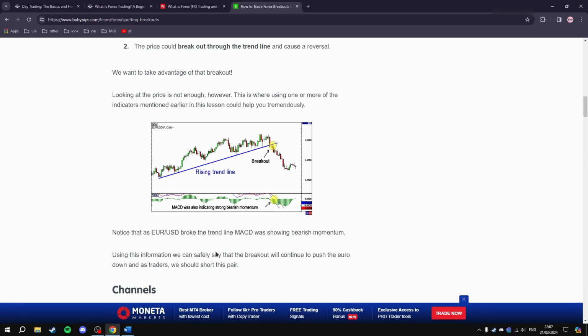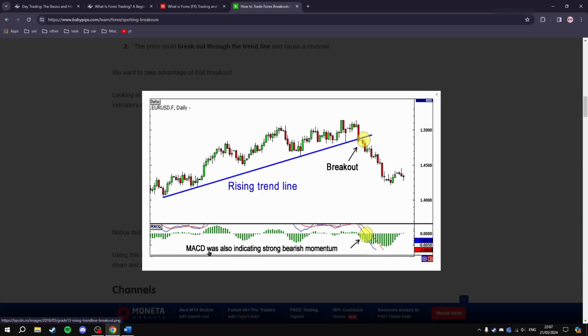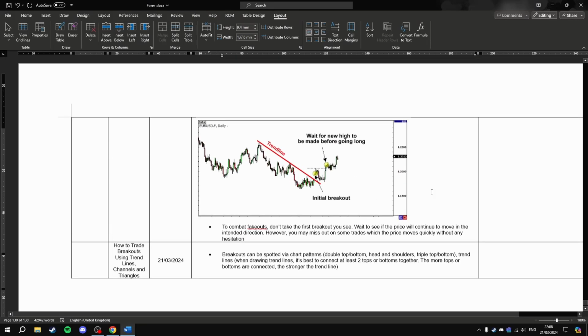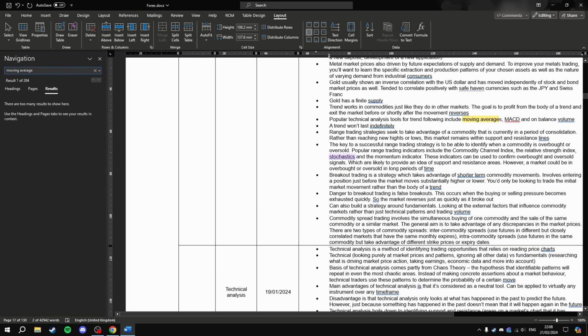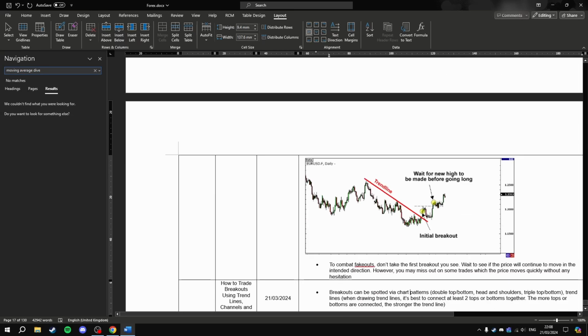Notice that as Euro USD broke the trend line, moving average convergence divergence was showing bearish momentum. So we've got the moving average convergence divergence here. As it broke the trend line here, strong bearish momentum. Why does it show strong bearish momentum again? MACD.